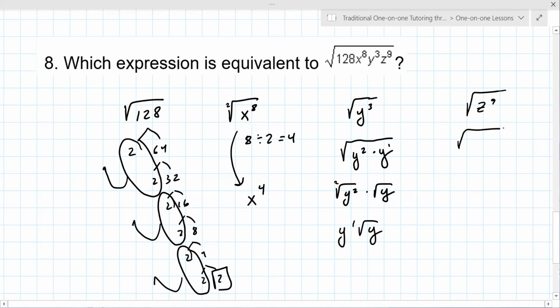The next one is the square root of z to the 9th. It's really like z to the 8th times z. So it's the square root of z to the 8th times the square root of z. z to the 8th is like x to the 8th. 8 divided by 2 is 4. So it's z to the 4th times the square root of z.